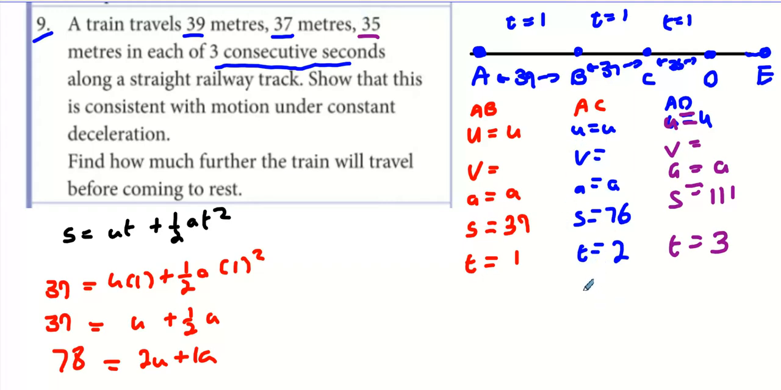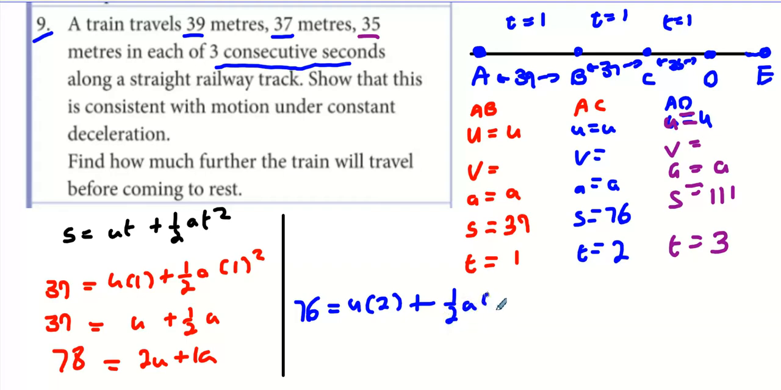The blue and the purple are similar choices. There's no real difference. I'll just go blue for no reason at all. I could go purple as well. It doesn't matter. So we'll go with the blue set. Same trick again. What do we have this time? 76 equals u times 2 plus a half a times 2 squared. And now what do you get? 76 equals 2u plus 4 half a, or 2a. We can halve it this time, and what do we get?